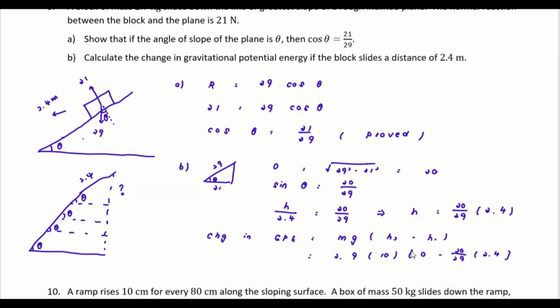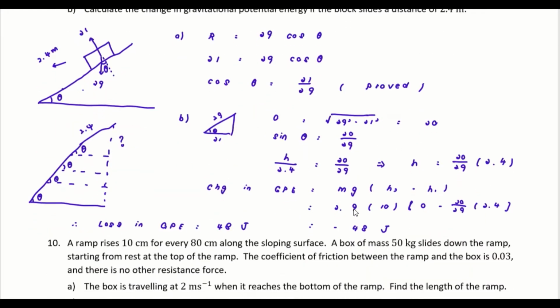Okay, so by solving this, you'll be able to get a negative answer, which is negative 48 joule. So that's the change in GPE, and we just change it to the loss. So the loss in GPE is equal to 48 joule. Okay, so that's the answer for this part. I hope that you can get the idea. So now let's look at the last example.